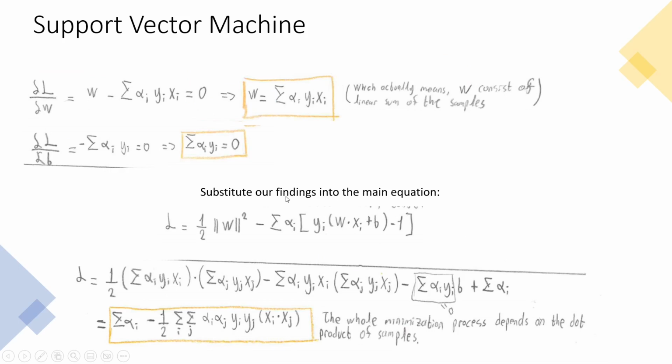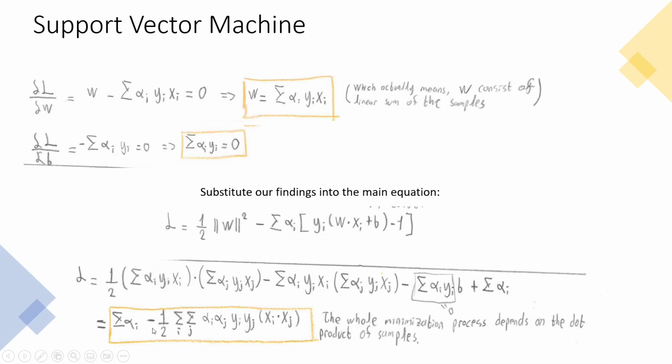Now we substitute our findings into the main equation, which is this one. So this is our minimization equation basically. If we substitute this equation and this equation into this one, we get something like this. This looks like a pretty complicated formula, which actually it is, and you cannot solve this algebraically.